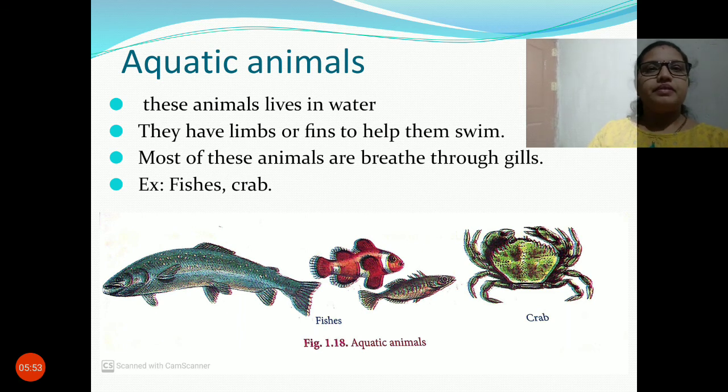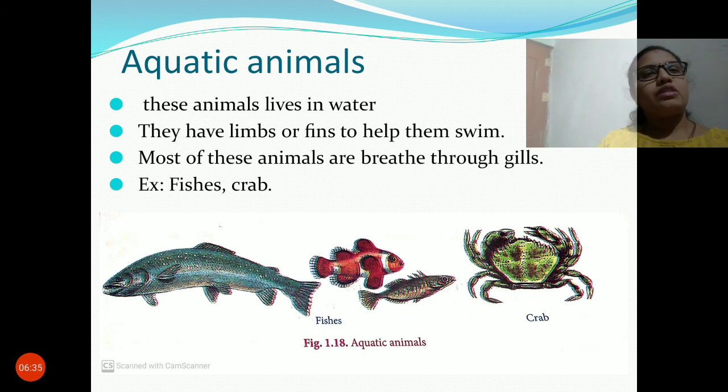Aquatic animals. Aquatic plants we have seen. Aquatic plants means plants that grow inside the water. Aquatic animals also live inside the water, the animals which live in the water. Then to swim in the water, what do they need? They need limbs or fins. Limbs means strong legs. Fins means a flattened body shape. This will help the animals to swim in the water.